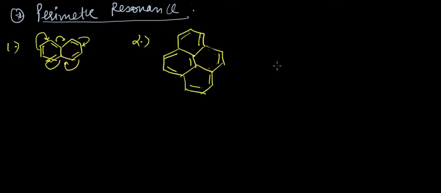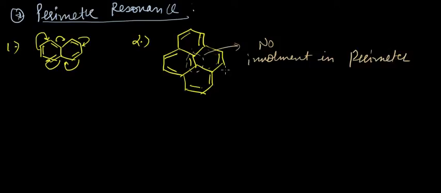Okay, so now in this compound perimeter resonance is working, but the perimeter resonance is not involving this middle pi bond. No involvement in perimeter resonance, because in perimeter resonance we look at the facing carbons of the compound, not the intermediary carbon atoms like this one.